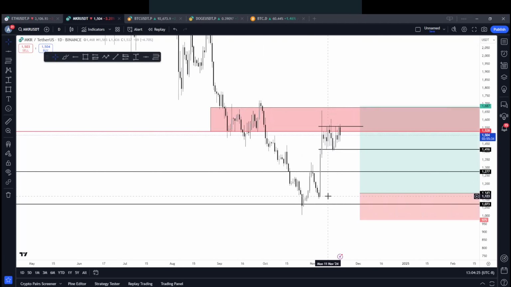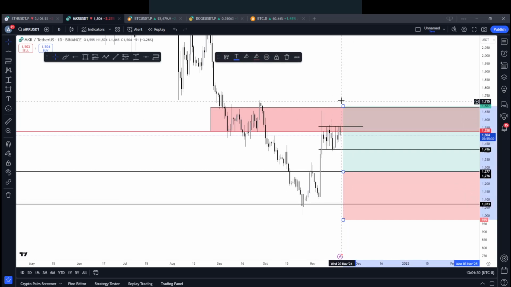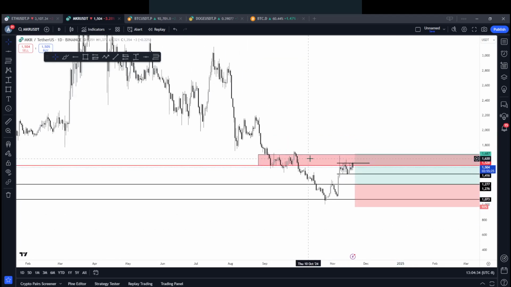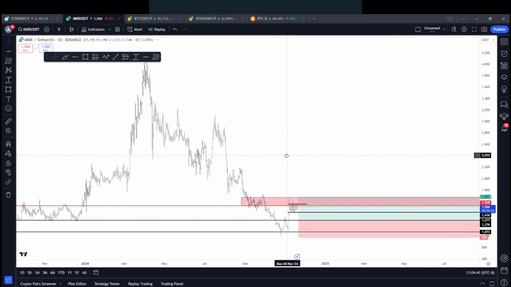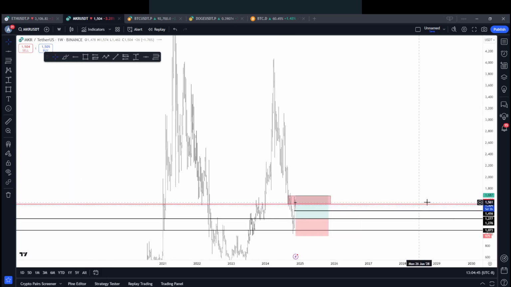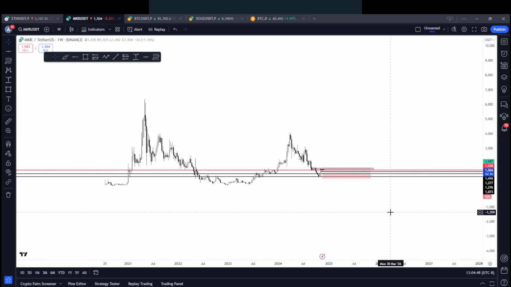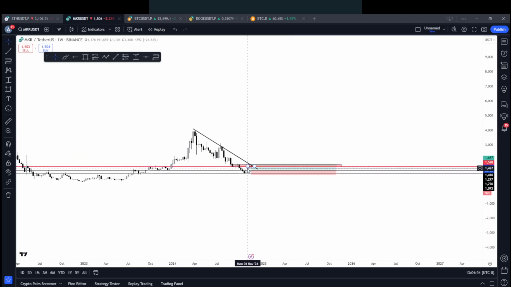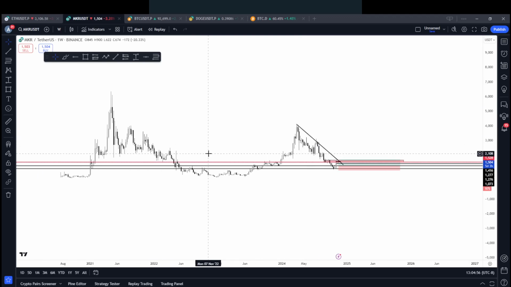Invalidation would be below this. So something like this. Break this. We still haven't broken structure to the upside really. Like if this was our last, I want to get above this supply zone, and then we can put in a serious change. Yeah, this will run if we can get above this.